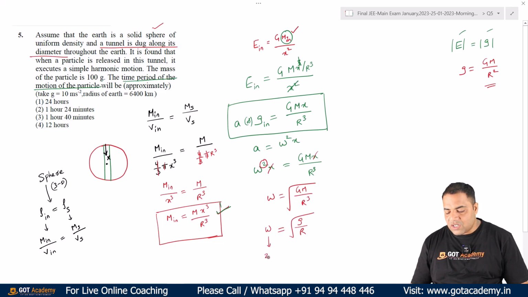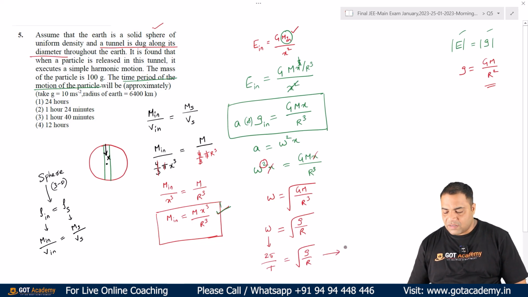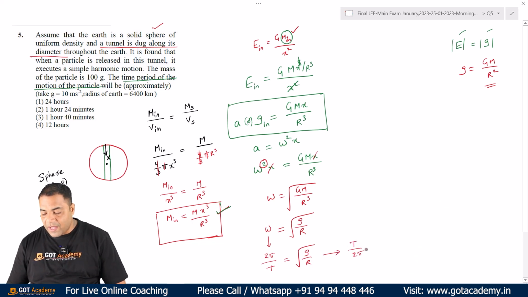So what is omega here? 2 pi by capital T is equal to root of g by R. Now why don't you reverse this? That is T by 2 pi equals root of R by g. From this, the time period T is equal to 2 pi root over R by g.